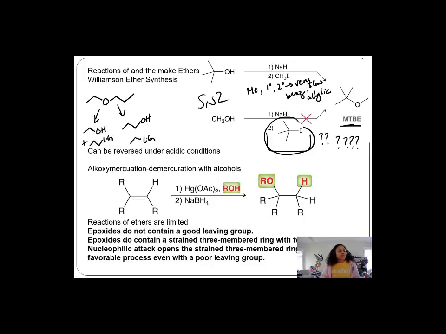So when we go back to that previous question, remember this is tertiary and this is SN2. So the question was really asking you, why can't you do this? And it has a lot to do with tertiary, right?